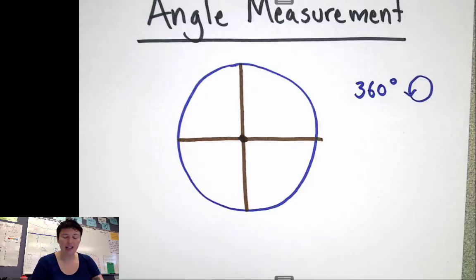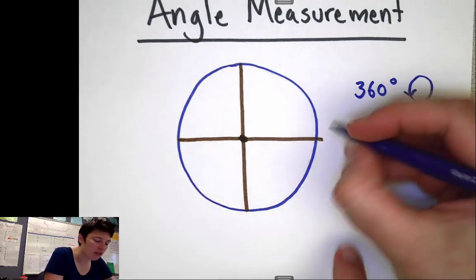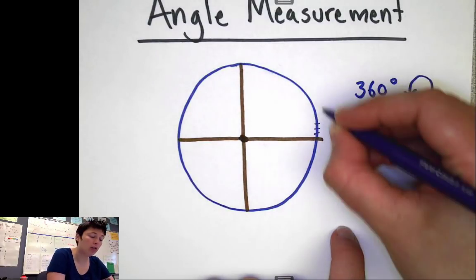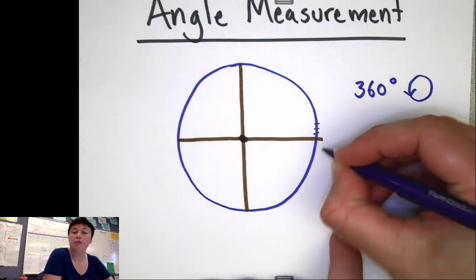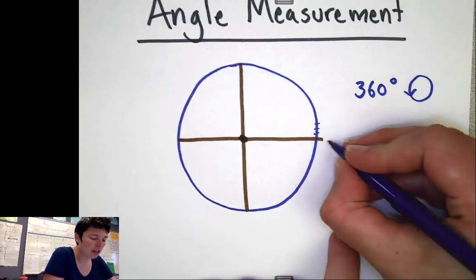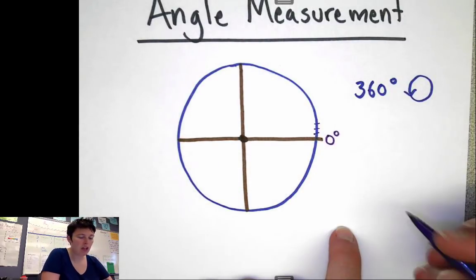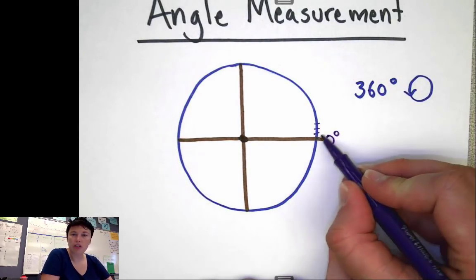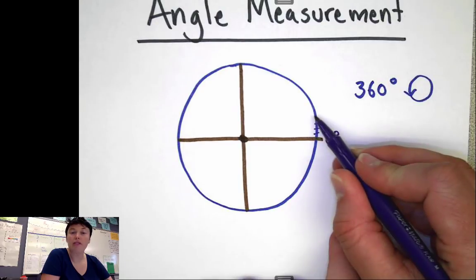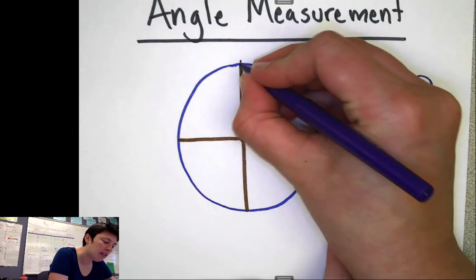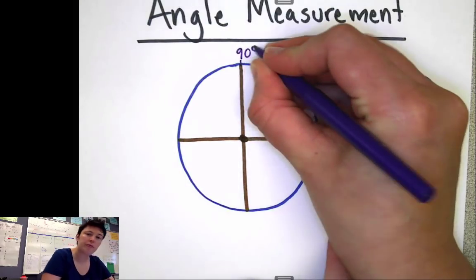And I could actually count out the degrees. If I sat here and started counting 1 degree, 2 degrees, 3 degrees, and went all the way around the circle, there would be 360 of them. So a lot of times we say, okay, this is 0 degrees. This is the beginning of my circle. Now I start counting 1 degree, 2, 3, 4, 5. And by the time I get all the way to the top, we say up here is 90 degrees.